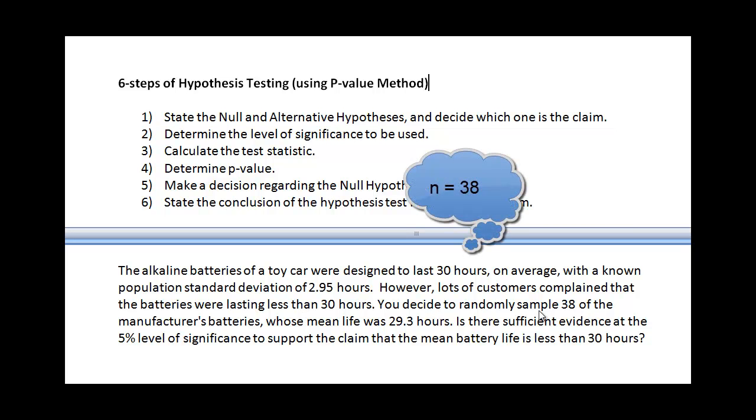So you decide to randomly sample 38 of the manufacturer's batteries. That's little n, your sample size, 38. And the mean of those 38, the x bar, the sample mean, had a mean life of 29.3 hours. So we're going to ask this question: is there sufficient evidence at the 5% level of significance? That's important. We're going to need that when we compare our p-value in just a moment. Is there enough evidence to support the claim that the mean battery life is less than 30 hours? All right, so here goes.